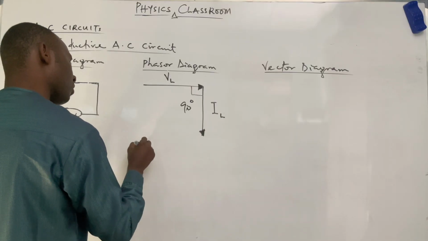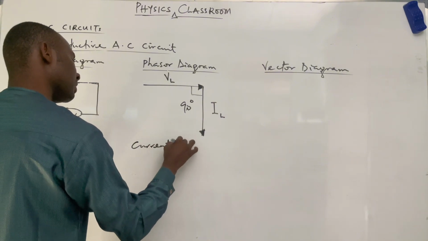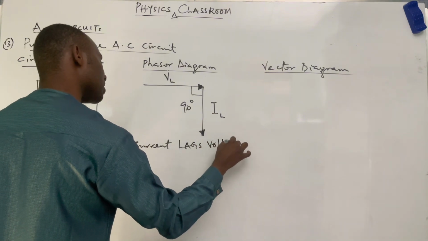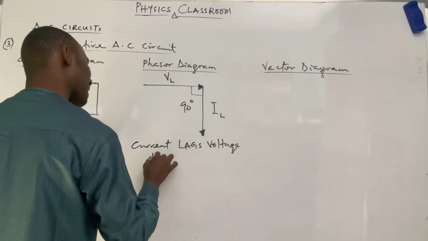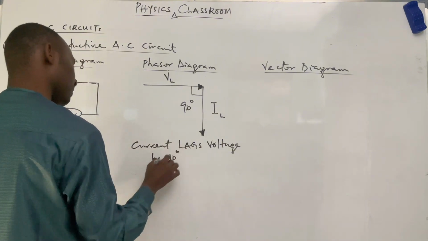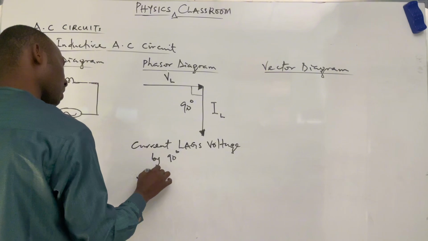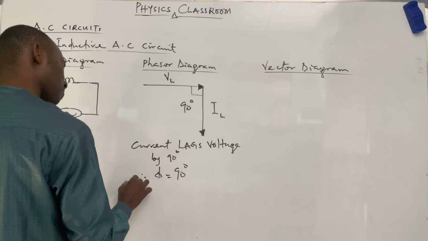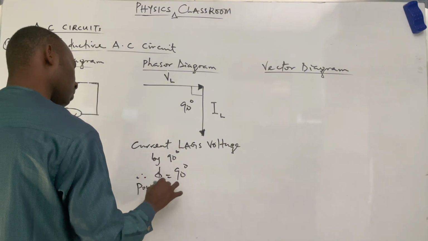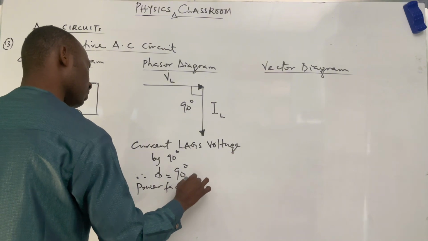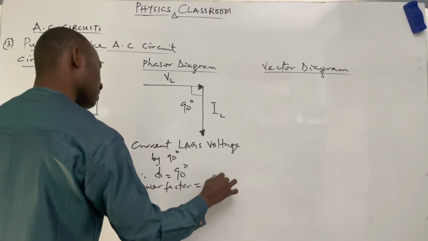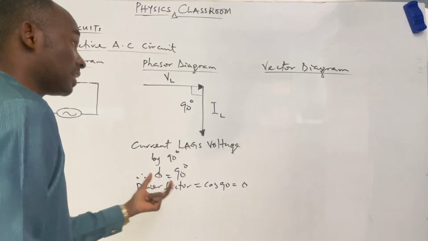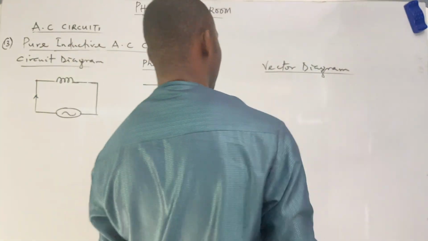So you can say current lags voltage by 90 degrees. Therefore, our phase angle will be equal to 90 degrees. Power factor, on the other hand, will be equal to cos 90, which is 0. That's about that. Now we move to the vector diagram.